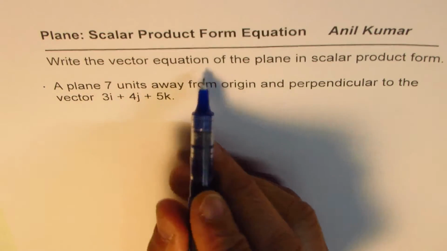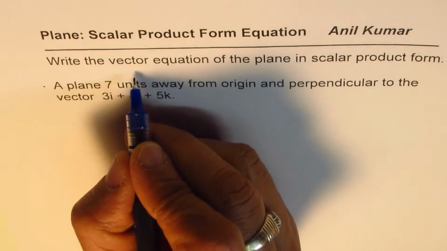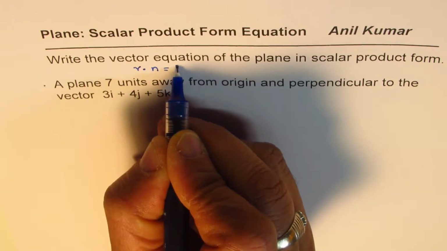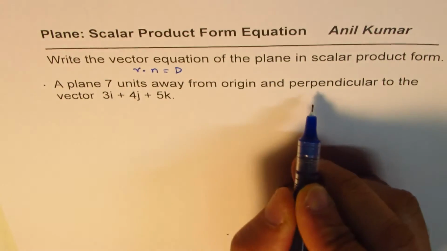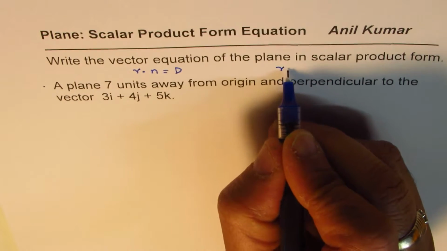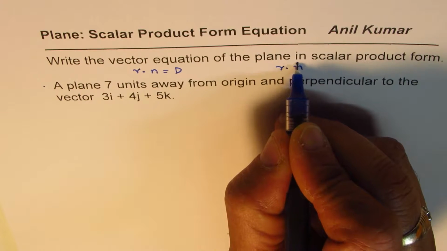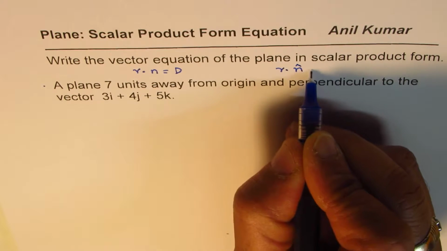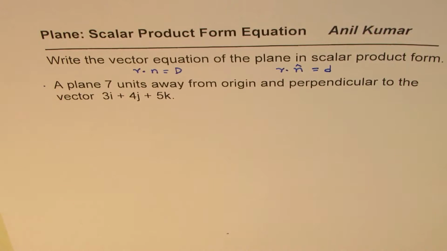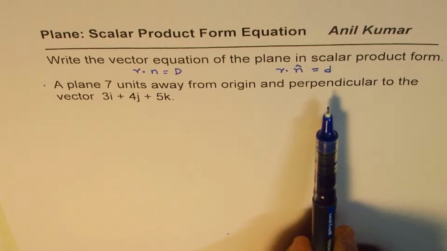Now, the vector equation of a plane in scalar product form is written as r dot n equals capital D. And when we are talking about distance from the origin, it could be written as r dot unit vector n equals the distance from the origin, right? So these are the equations which you can use to answer the question.